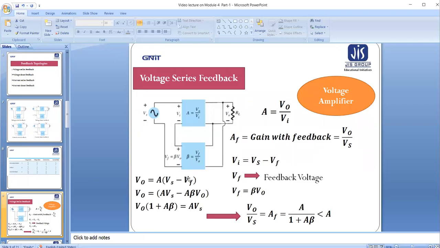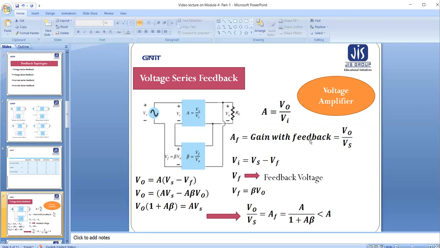So this is a voltage series feedback circuit. First, we will deduce the voltage gain of each topology, and then we will discuss the effect of the negative feedback onto the input as well as the output impedance. First, gain. Here we will observe that A is nothing but V naught by Vi.